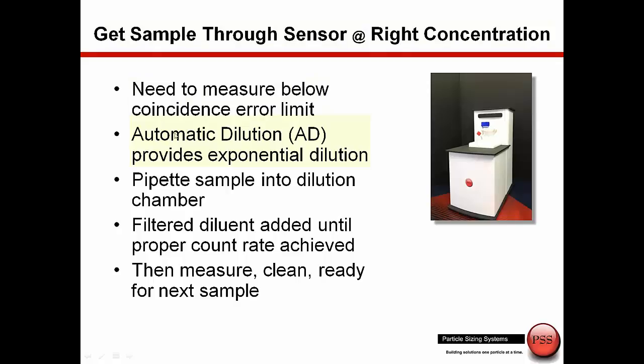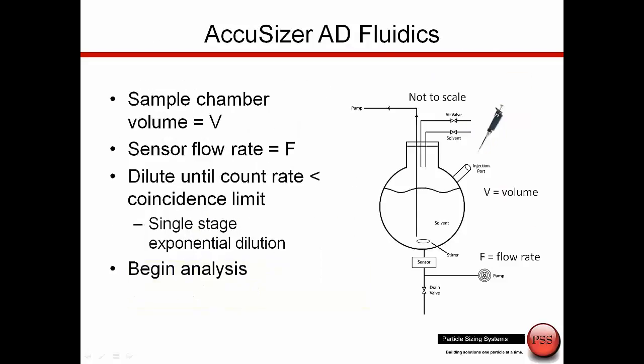The AD in AccuSizer AD stands for automatic dilution. The AccuSizer AD is a single-stage exponential dilution system. We pipette the sample into a vessel here. We then use a filtered diluent that exponentially dilutes the sample down to the concentration range where we'd like to do the measurements, complete the measurement, clean up, and perform another measurement.